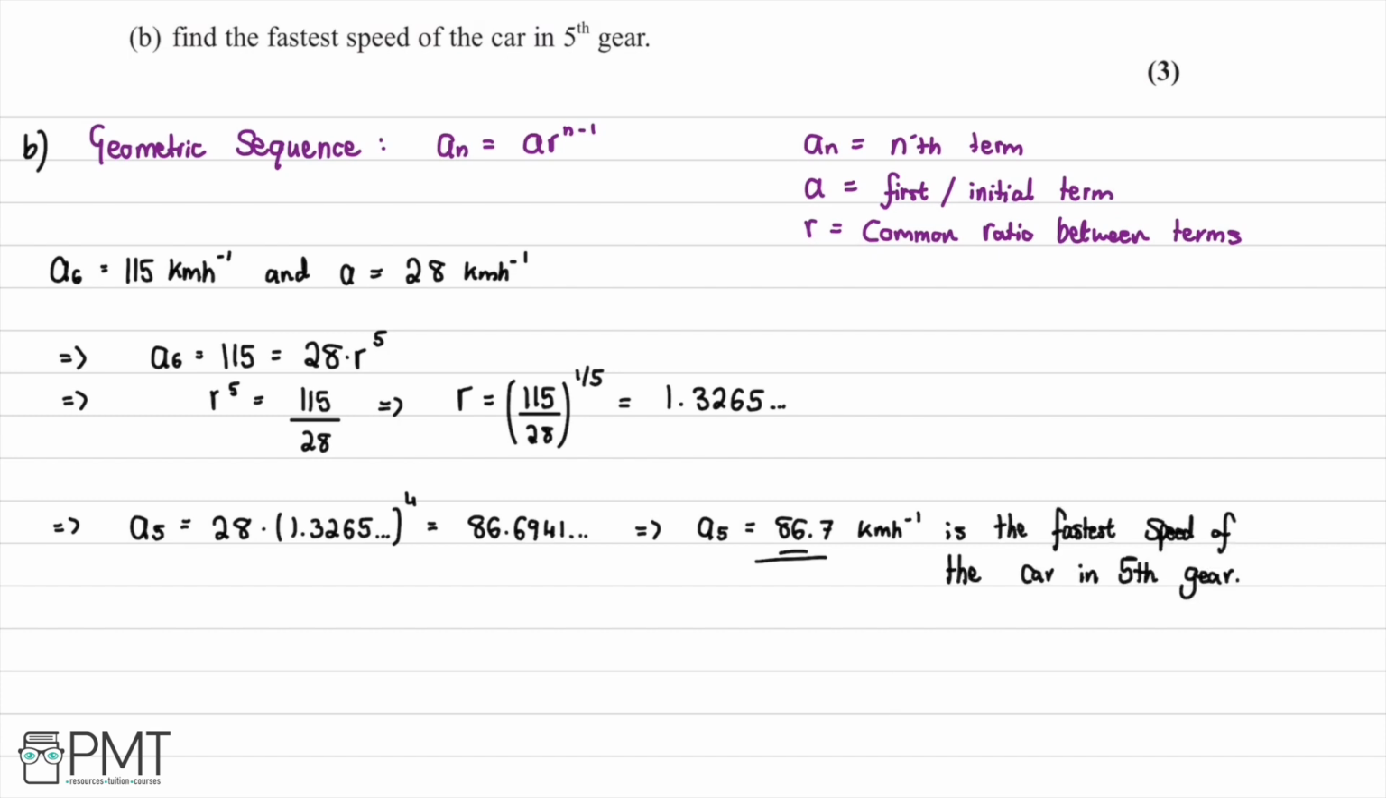So this question is worth 3 marks, and we received our first mark for working out the value of r. We then received our second mark for knowing to substitute in this value of r and find the 5th term, and that was when we got it here, and we received the third and final mark for concluding with the correct answer, which was 86.7 kilometers per hour.